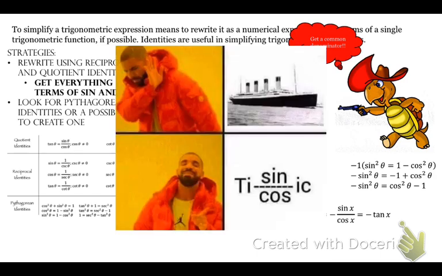Cool. Oh yeah, and here's Drake. Like, it's not Titanic, but if you do sine over cosine is tan. Yeah, whatever. You get it.